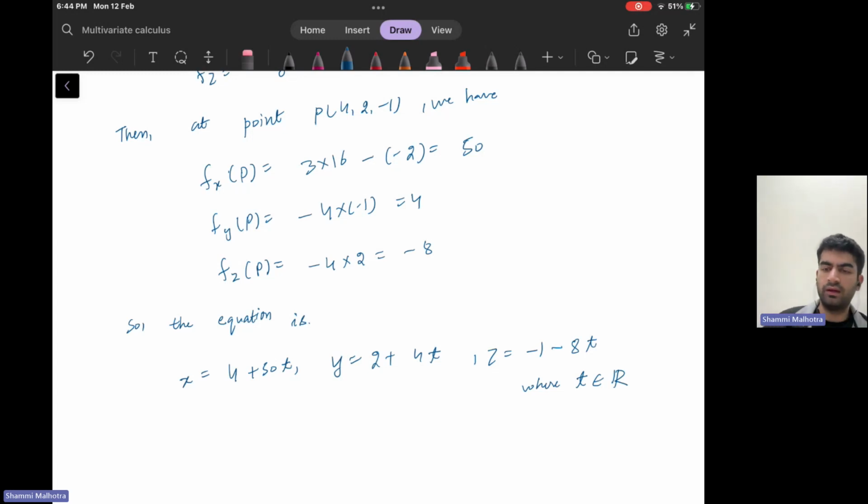I think it's again very easy to compute. You just have to plug in the values. You evaluate the partial derivatives, and after that you just plug in the values, and then you will be able to get the equation of the normal line. So I hope it's clear.